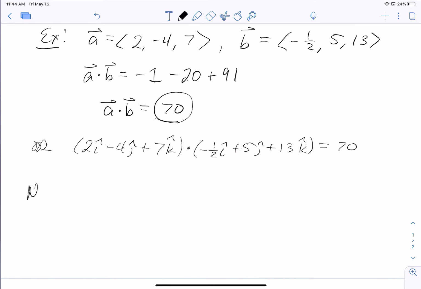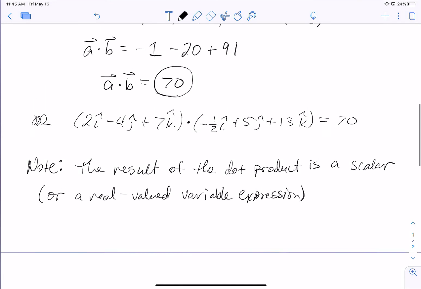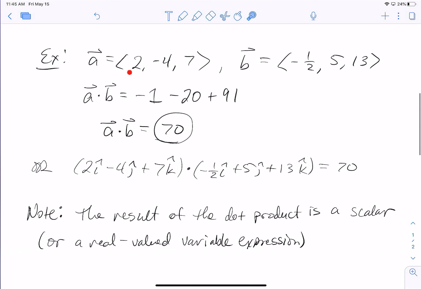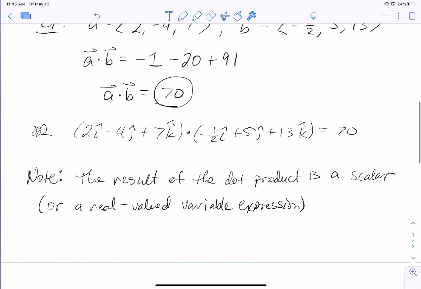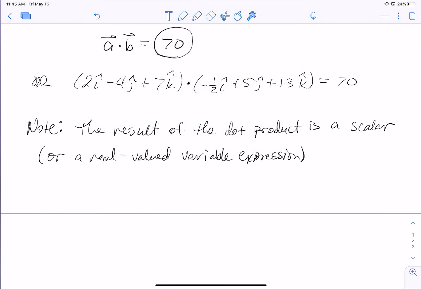Let's make a note at this point. You can see it on the screen here. The result of the dot product is a scalar, a real number. We are going to see this in different contexts throughout this course, so I'm going to say, or a real valued variable expression in the event that the components of a and or b have variables in them. We're going to see that before we're done with this course. But the point is not whether it's just a real number or a variable expression. The point is that it's not a vector.